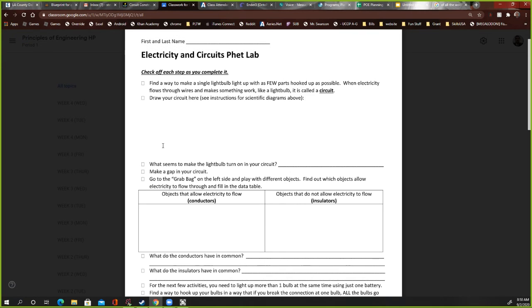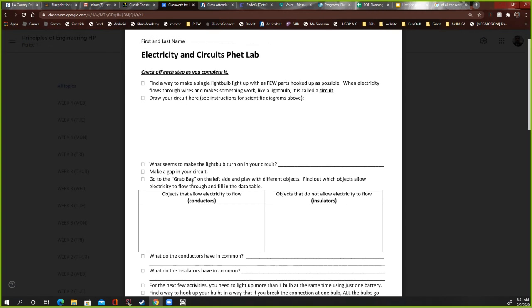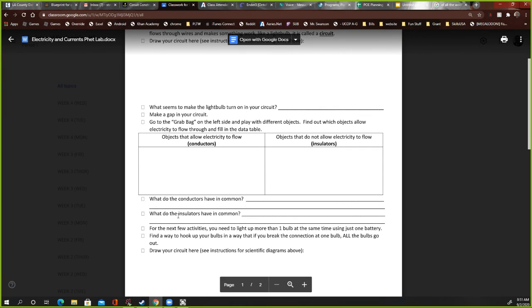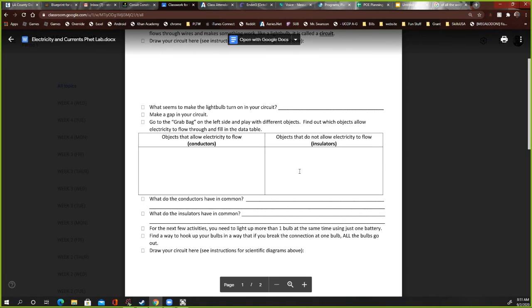If you want to print it on paper and write on it, that's fine. If you just want to write this all on a separate sheet of paper, like in a notebook, and then take pictures of your notebook, that's fine too. Whatever you want to do, as long as the work's done. And just follow along, checking all this stuff. It says draw a circuit here, and then you're going to be talking about conductors. So it says go to the grab bag, and try different objects. Which objects are conductors and which objects are insulators?